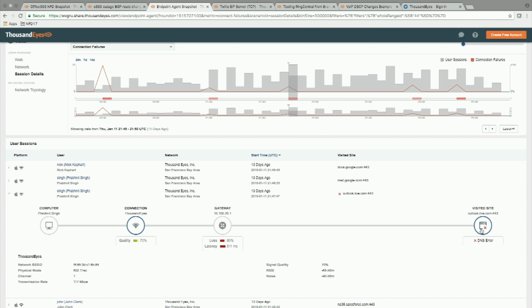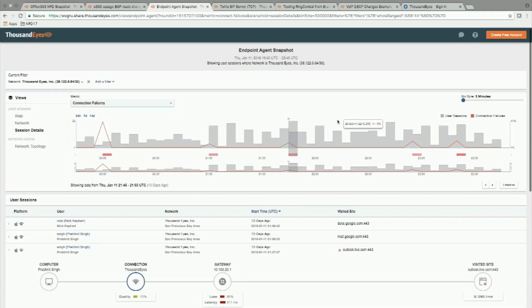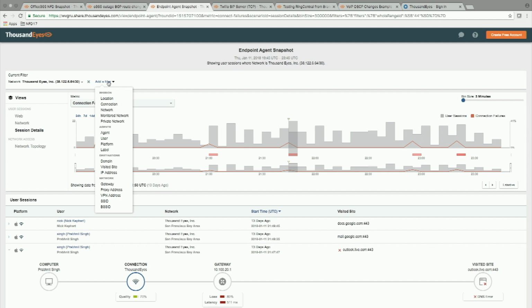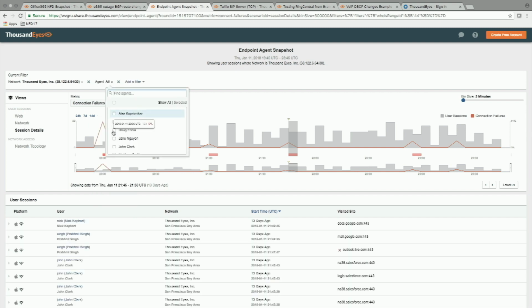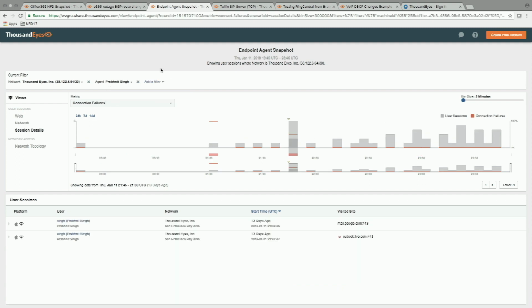Okay, so what's going on here? How can we understand from that macro level we've been talking about all the way down to this micro level? We can see some interesting things. So first off, I can go up here, in addition to our network block that I've already filtered this on, I have a lot of different options of being able to analyze data. So I can look through here for a particular agent. This is going to be a bunch of the folks in the office. This is Pradnik who's having the issue here.